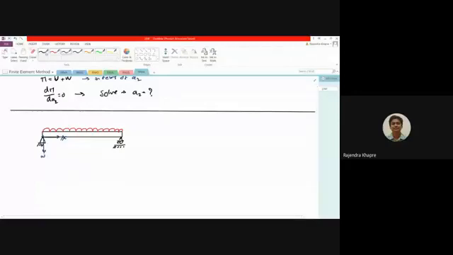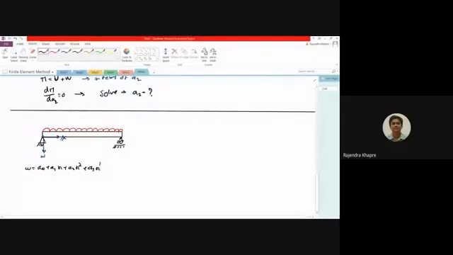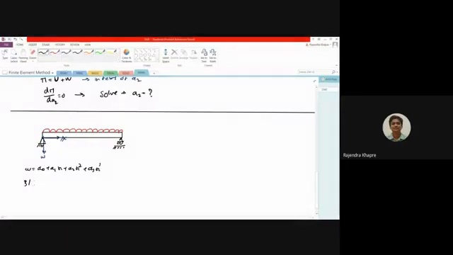You can assume any displacement polynomial like w equals a0 plus a1x plus a2x square plus a3x to the power 3, and so on. If you require, you can go for a few more coefficients in the w. Here you can apply the boundary conditions. Let us say this is point number 1. Oh sorry, this will be point number 0, not point number 1.